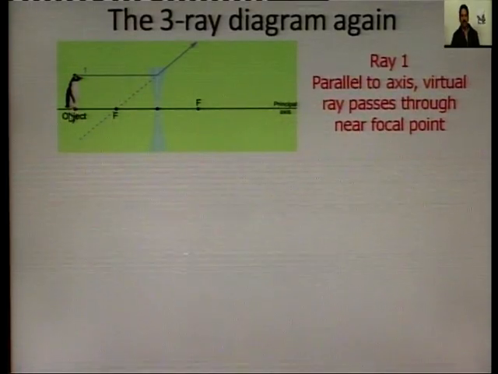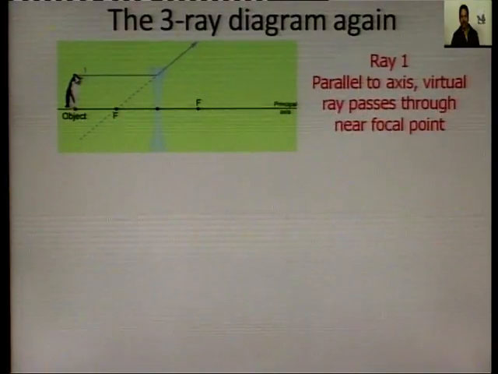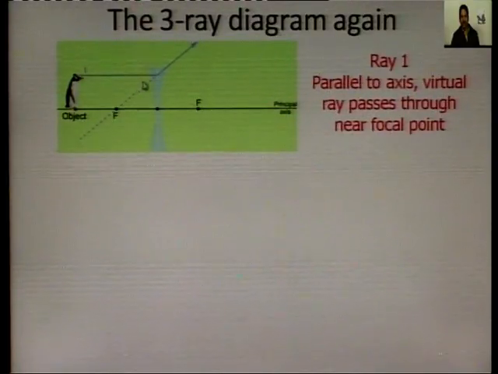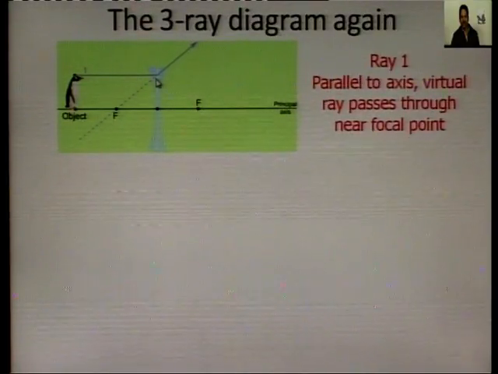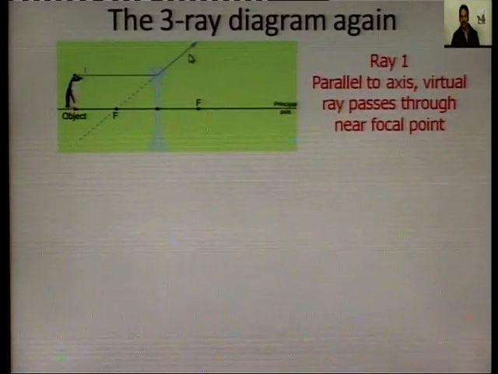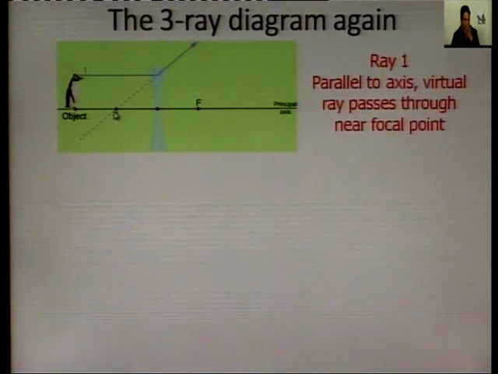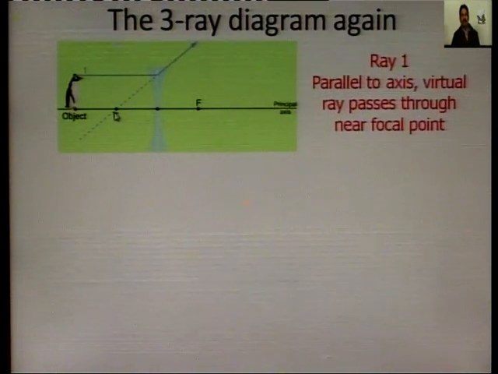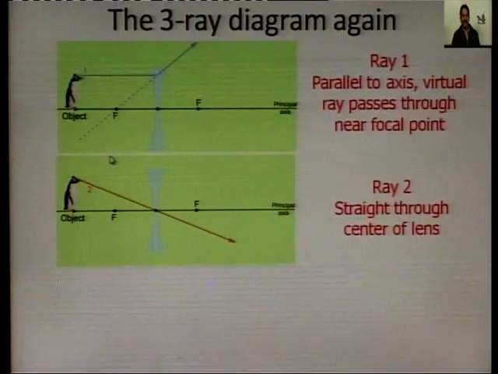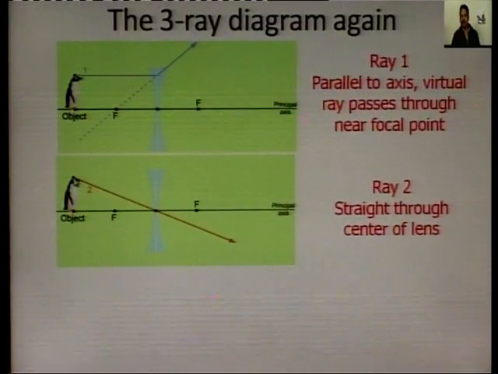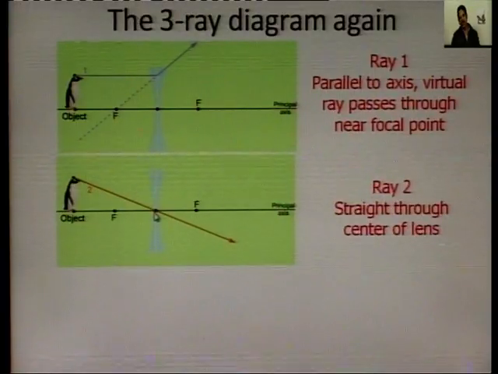This is an object. From a point of this object, a ray of light is taken parallel to the principal axis, and this parallel ray of light will be refracted in such a way that it will appear to be coming from the focal point of the lens. Another ray of light from the same point of the object is directed towards the optical center of the lens, and this ray of light will move straight on without any deflection.